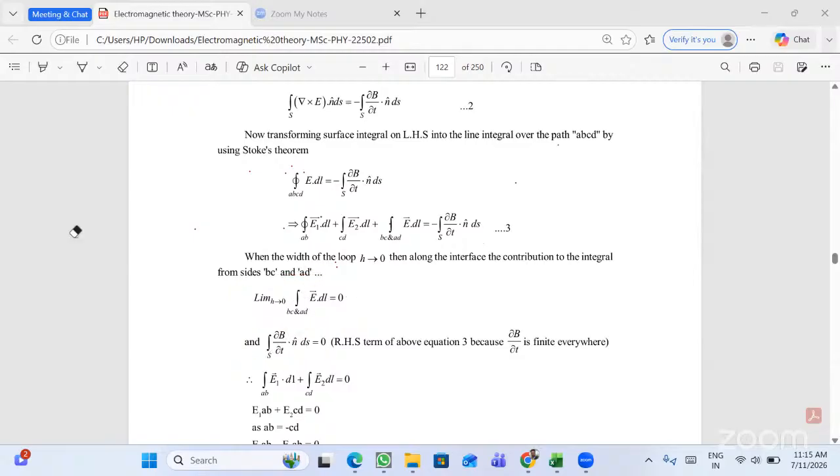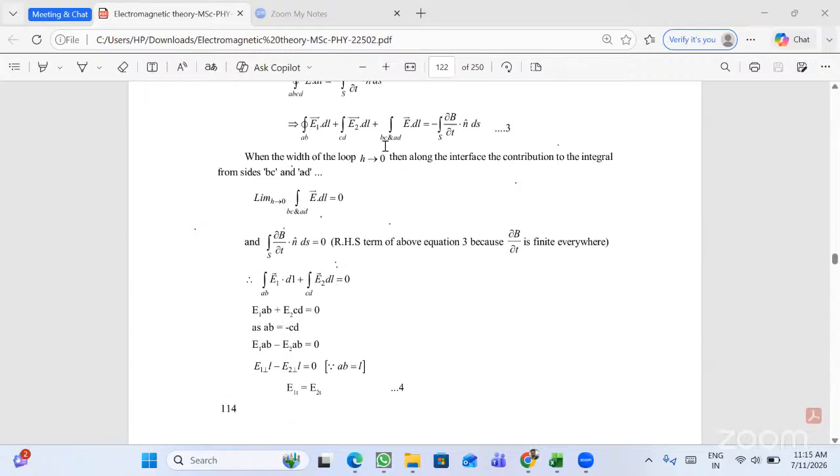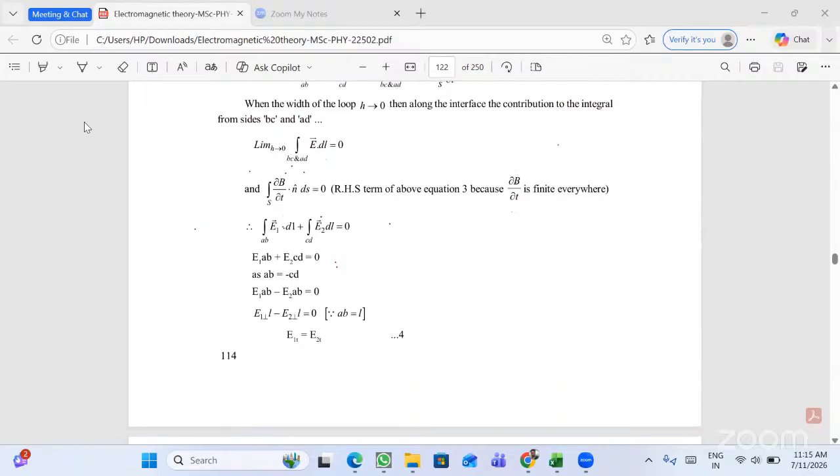So as we have taken both these equal to 0, the remaining will be only this value. So now we convert this integration into normal, that means we will be doing the integration, because the other two terms are zero. So we have E1 AB plus E2 CD is equal to 0. And as we know that AB and CD are in opposite direction, we take the negative sign here. So we get E1 AB minus E2 AB is equal to 0.